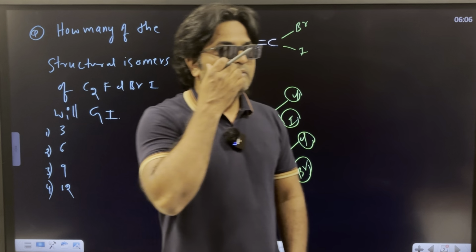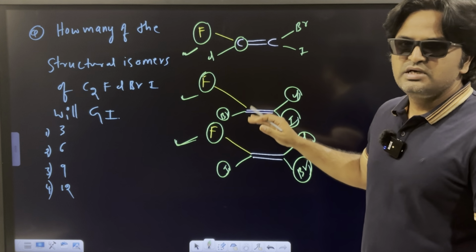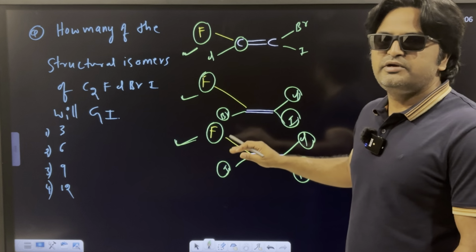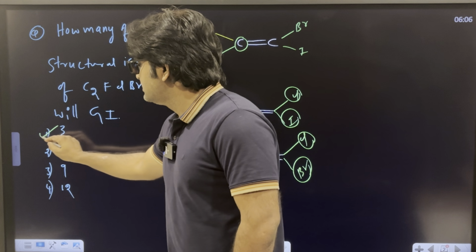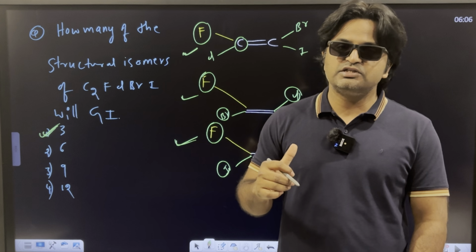But here, what is the right option? First of all, we are writing three structural isomers. From that, every molecule will show geometrical isomerism. What is our right option? This is our right option. 3 is the exact answer for this question.